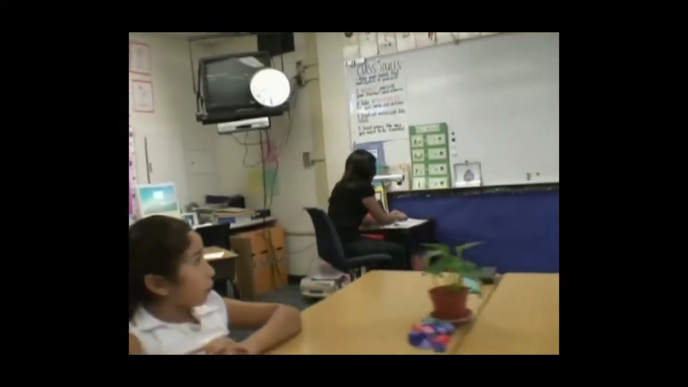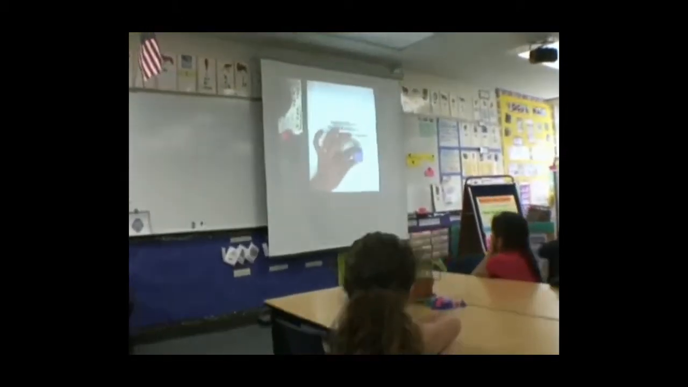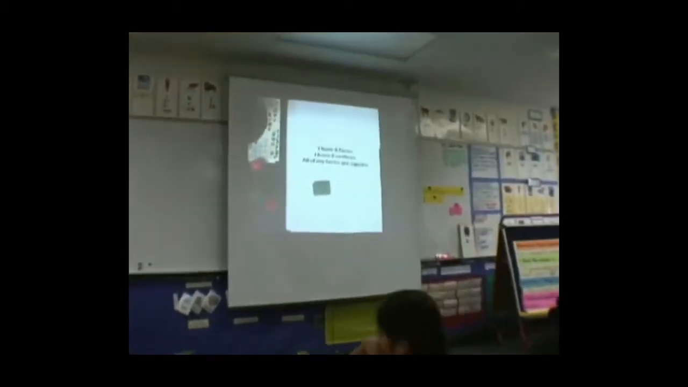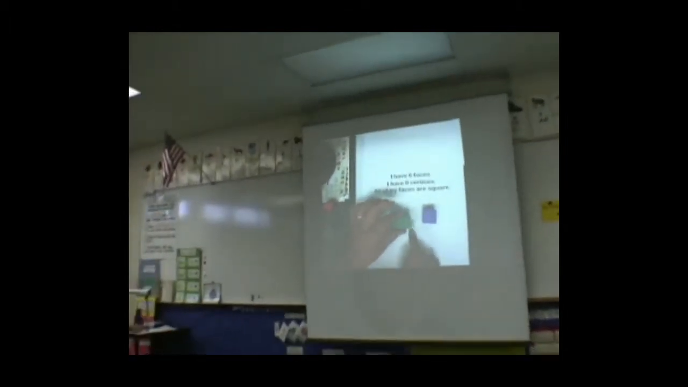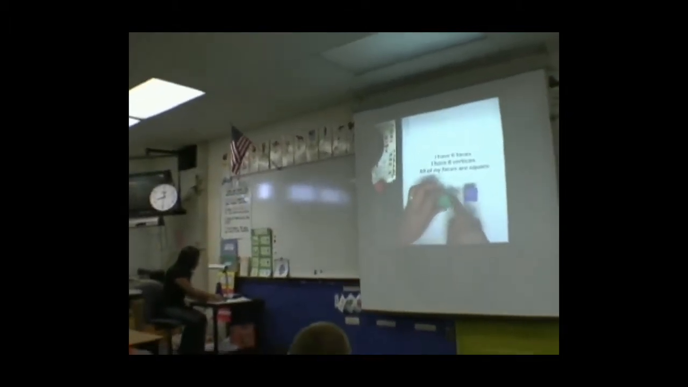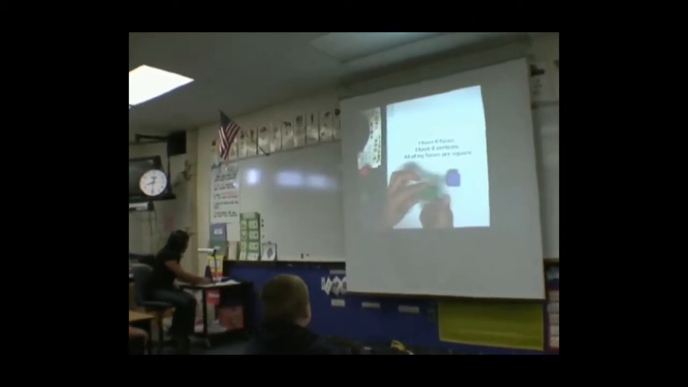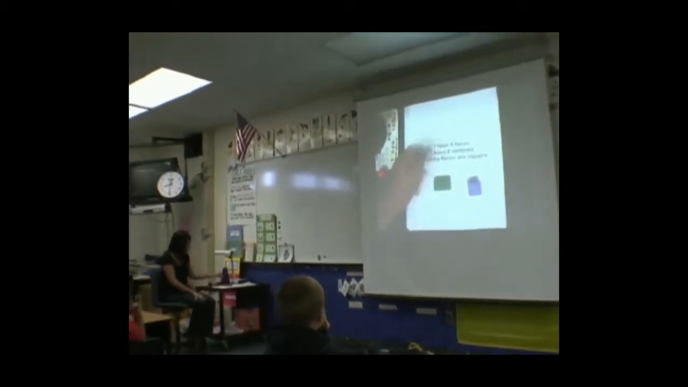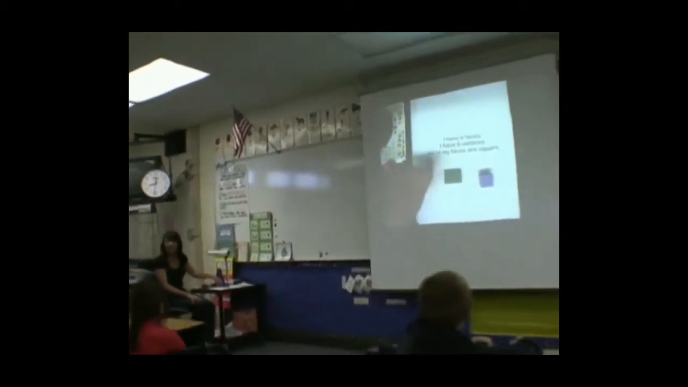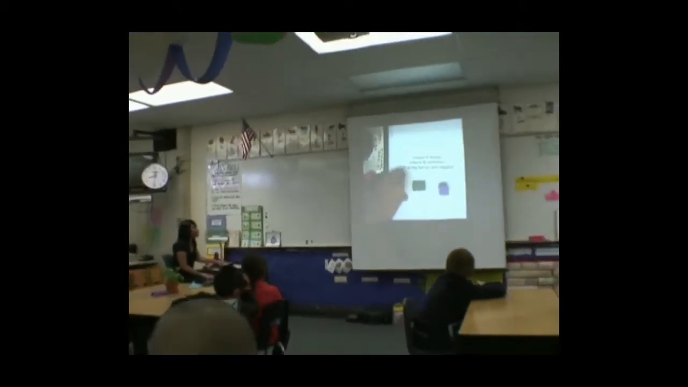Ready? 1, 2. I have 8 vertices. Well, I know now that vertices are the corners, so I'm going to count. 1, 2. Let's try the rectangular prism. I'm going to count the rectangular prism just to make sure. 1, 2, 3, 4, 5, 6, 7, 8. Hey, they both have 6 faces. They both have 8 vertices. Now I'm going to look at the last clue. All of my faces are square.